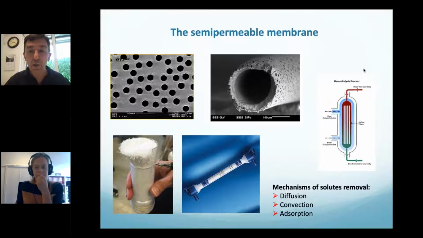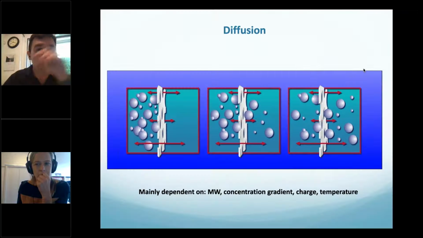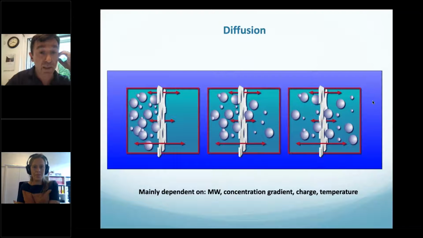The clearance of a solute during dialysis depends on three main mechanisms: diffusion, convection, and adsorption. Adsorption has a very little role in pediatric dialysis at present, so we will focus mainly on diffusion and convection. Diffusion is the passage of a solute across the semi-permeable membrane according to a concentration gradient. So if you have two compartments with a semi-permeable membrane in the middle, all the solutes smaller than the pores will move from the high to the low concentration compartment till equilibrium.